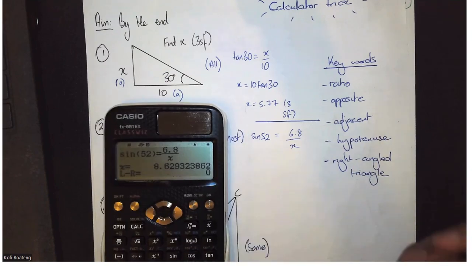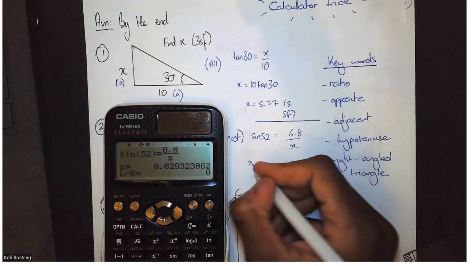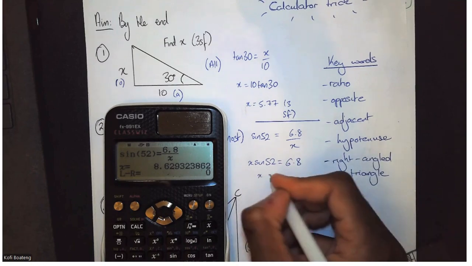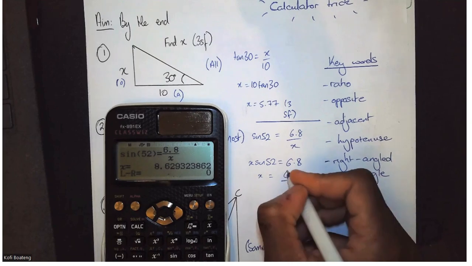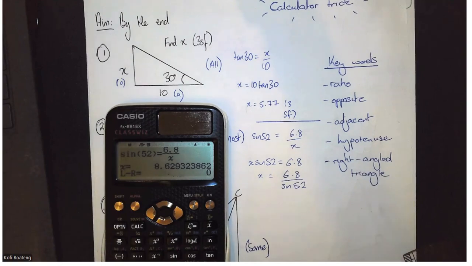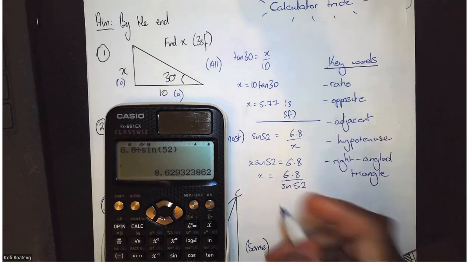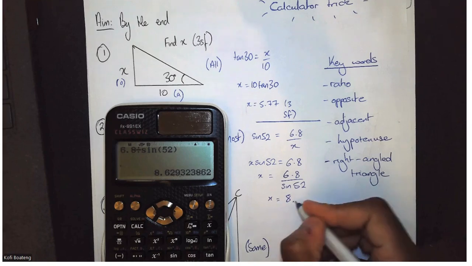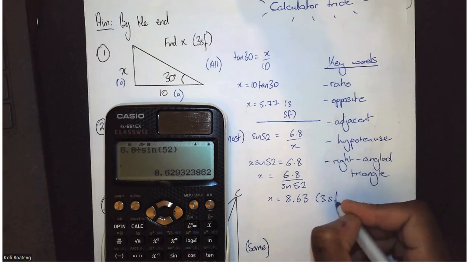So I need to solve this. I'm going to times through by x. So x sine 52 is equal to 6.8. And x is therefore 6.8 divided by sine of 52. Okay. And if I put this on a calculator, I know it's going to be right. 6.8 divided by sine of 52. And this was exactly the same number I got when I used my calculator to verify beforehand. So x is going to equal 8.63 to 3 significant figures.